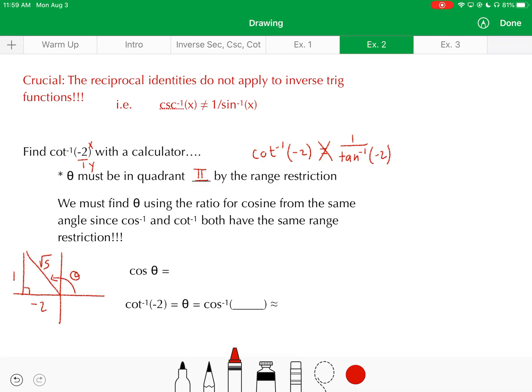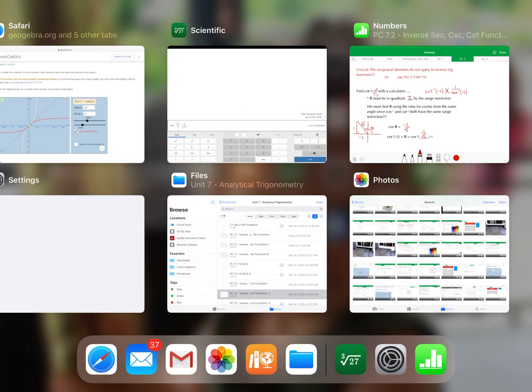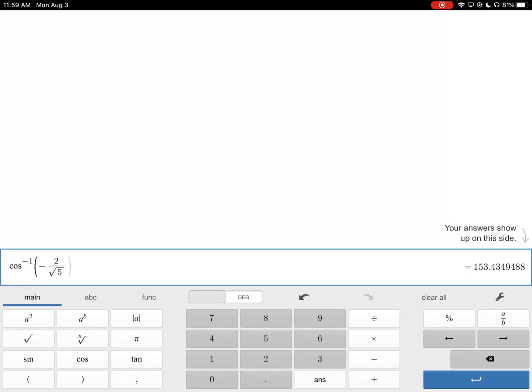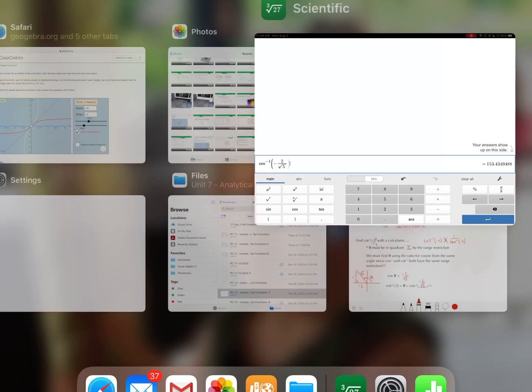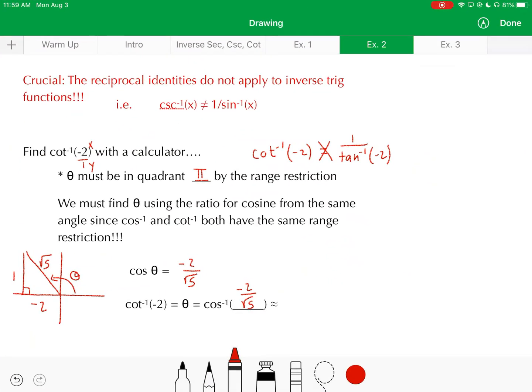To do that, it requires me, off of my picture drawn here, to reason out the ratio for cosine. Cosine is the x value of -2 over the r value of radical 5. So that means inverse cotangent of -2 should be the same as inverse cosine of -2 over radical 5. Now if we type that into our calculator, notice I've already done it here, I end up with 153.435 degrees, which is, of course, in the second quadrant.